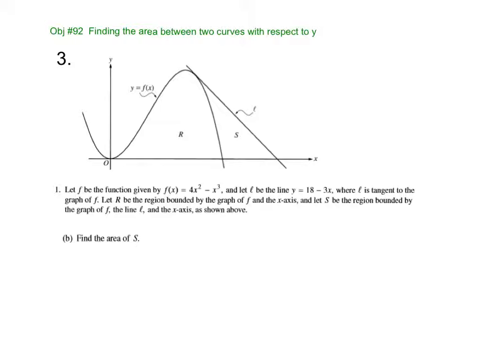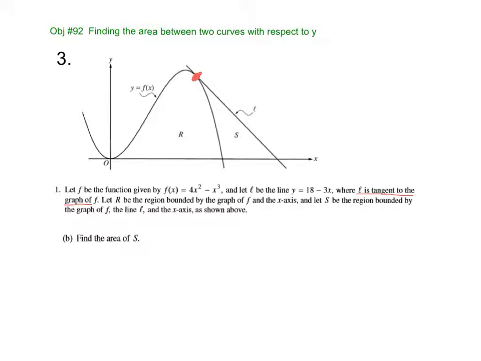Alright, so let f be a function given by f of x equals 4x squared minus x cubed, and let the line L be y equals 18 minus 3x, where L is tangent to the graph of f. So they have this point of intersection right here. We actually need to find that for this problem because we want to find the area of region S. So we need that point.